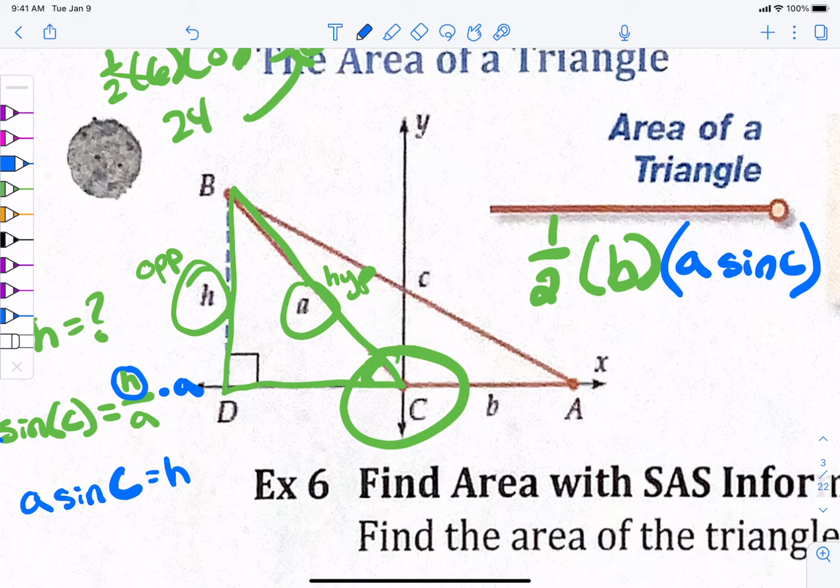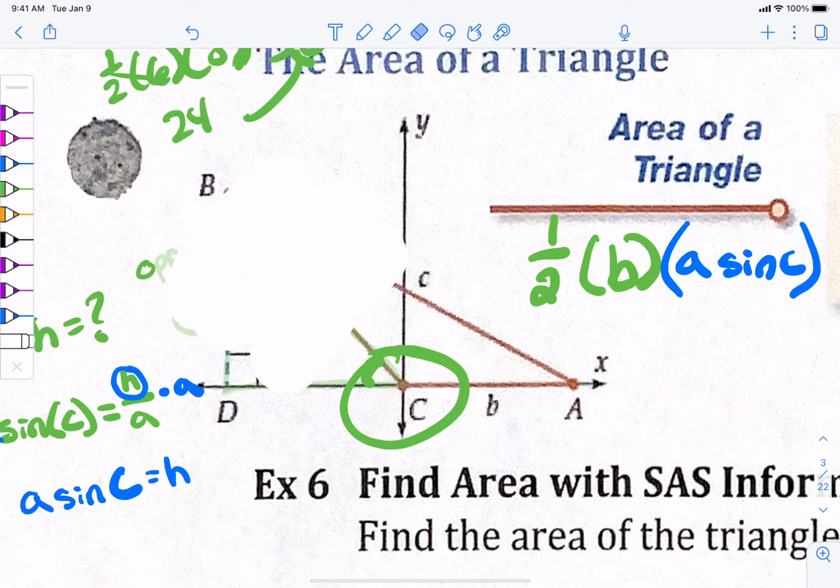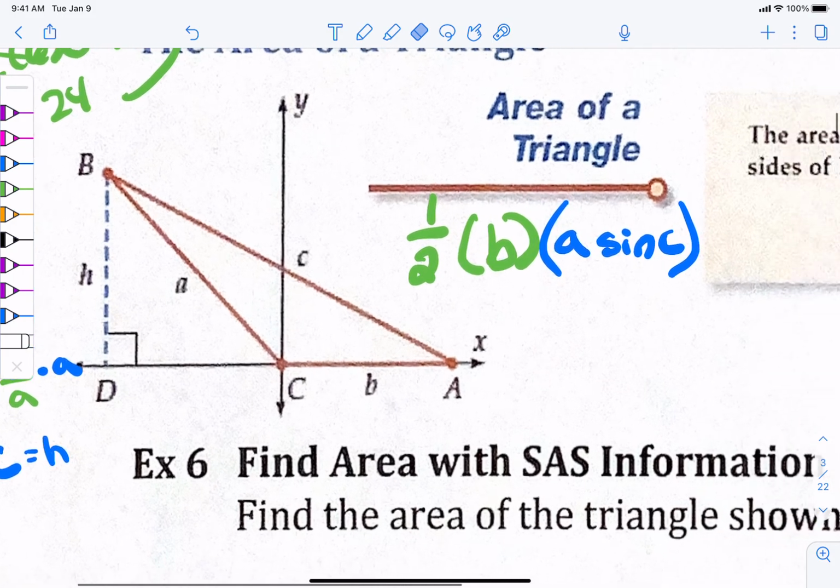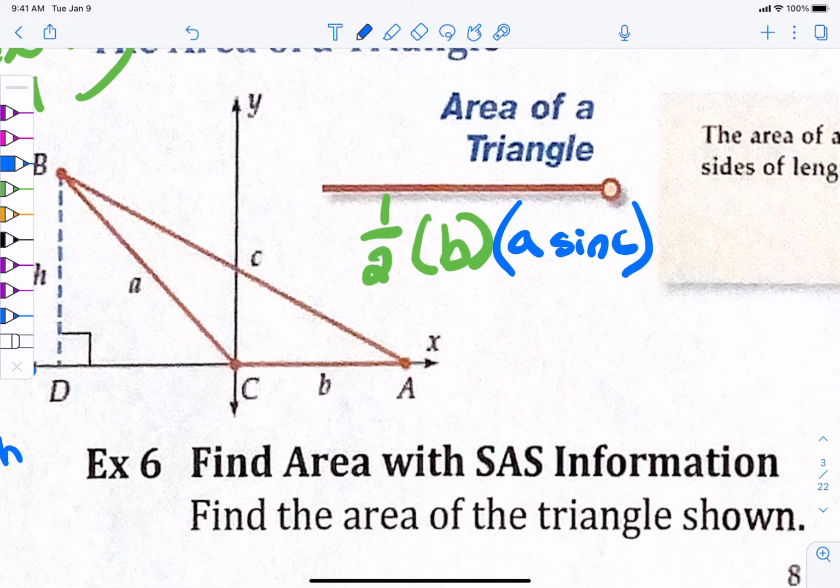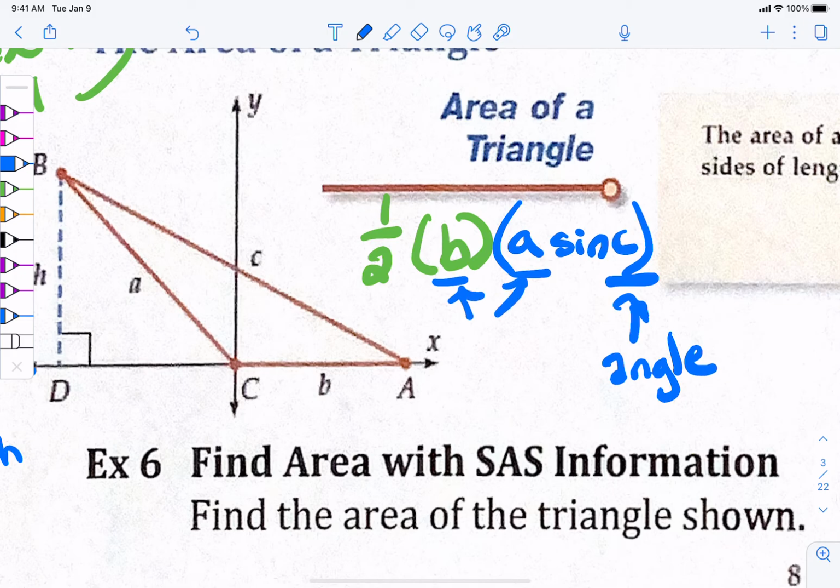Now, let's take a look at this. For this formula, we have 3 things involved. We have B and A and angle C. This is the only angle that I have, and B and A are 2 sides. These are my sides that I'm given. If I'm trying to find the area of this triangle, I need 1 angle and 2 sides. Now, the 2 sides are named B and A, but it doesn't really matter what the names are.